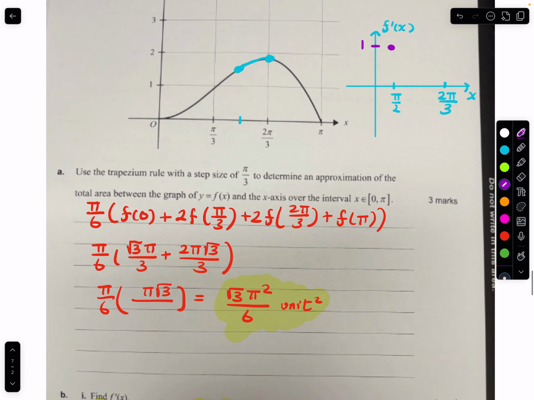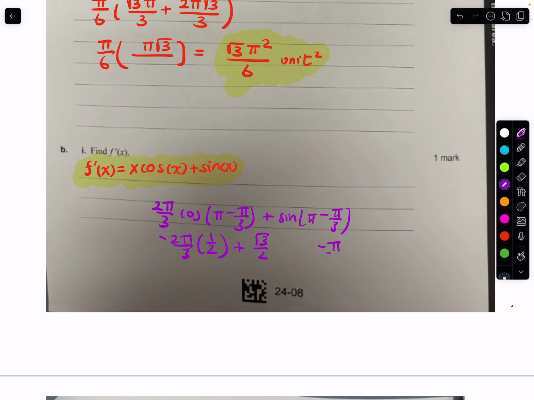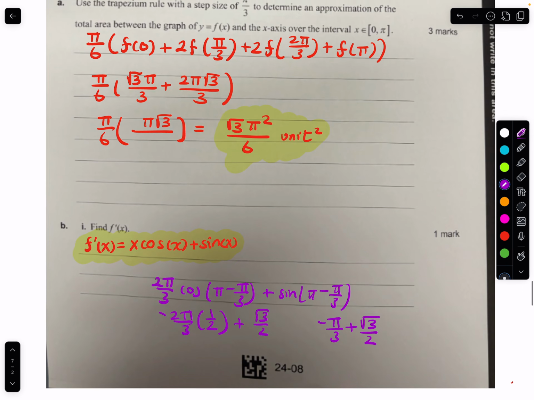Okay, so 2 pi on 3. For cos of 2 pi on 3, you can write it as pi minus pi on 3, and sine of pi minus pi on 3 is the same. So it will be negative cos pi on 3. What's cos pi on 3? Half. Plus sine: sine of pi minus pi on 3 is just the same as sine pi on 3, which is root 3 on 2. So the y value is root 3 on 2 minus pi on 3.